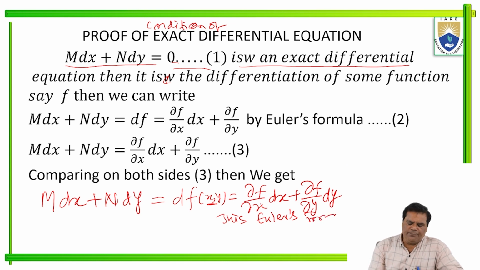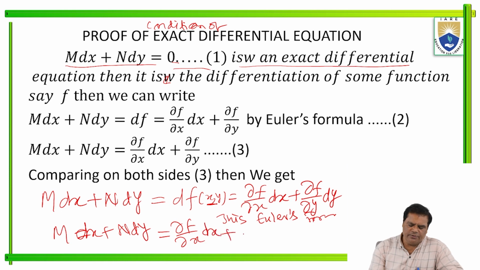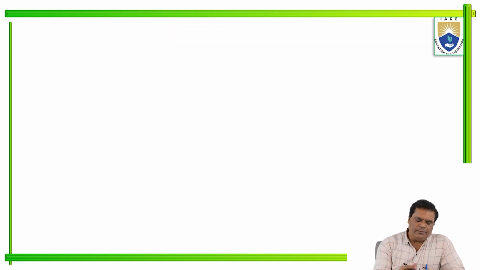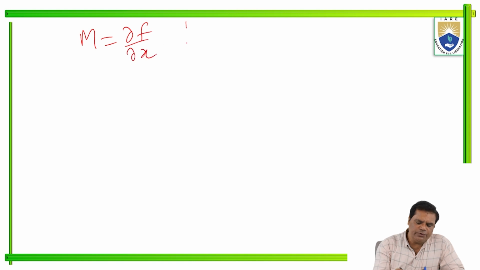Comparing here, M dx plus N dy equals del f over del x dx plus del f over del y dy. Now comparing both sides, we get M equal to del f over del x and N equal to del f over del y.